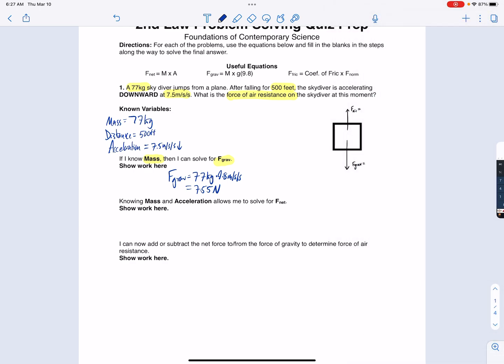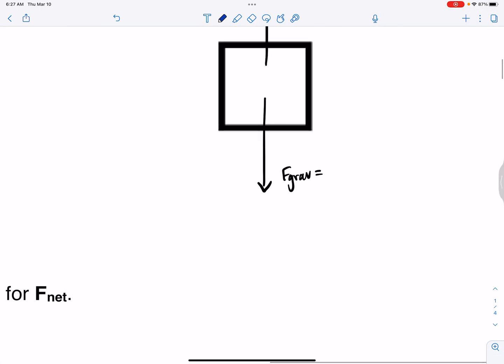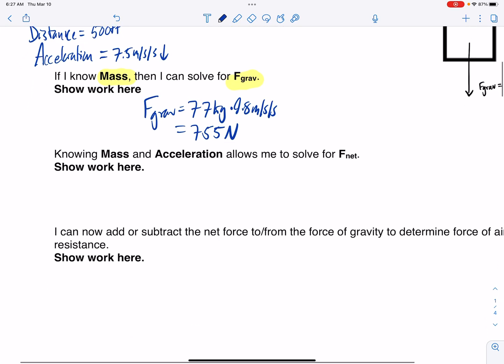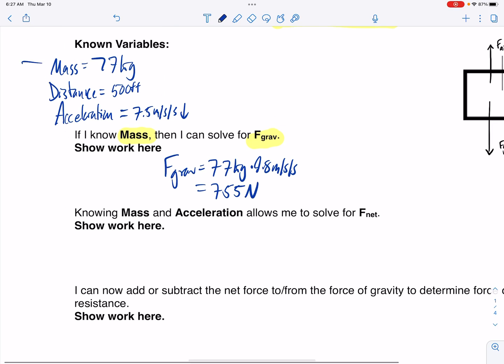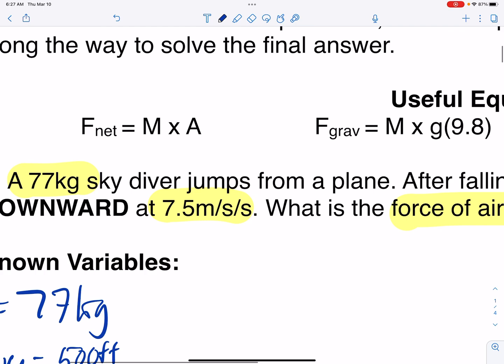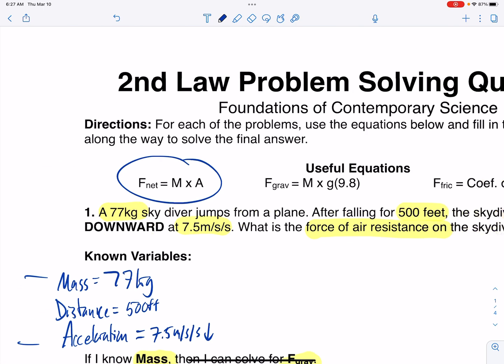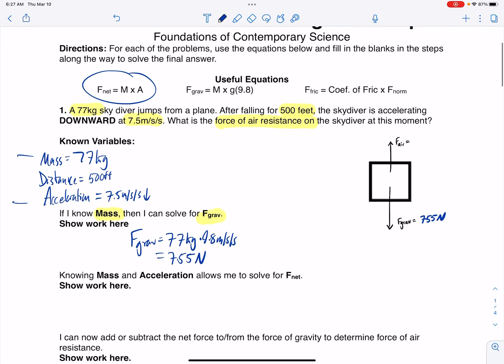And so here we go. I'm going to plug that in right over here. F-grav is 755 newtons. Our next step, it tells us if we know mass and acceleration, which are both given to us here and here, that allows us to solve for the net force, the leftover force. Remember, Newton's second law right here is that the net force on an object is equal to its mass times its acceleration. If we know mass and we know acceleration, we can figure out that net force.